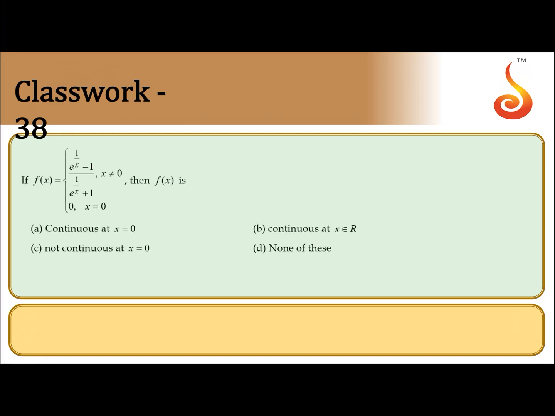Coming to the next one. e power 1 by x minus 1 by e power 1 by x plus 1, and at x equals 0, we need to find. Since 1 by x is there, at point x equals 0 we need to proceed by taking the limit values, LHL and RHL. We know e power 1 by x minus 1 by e power 1 by x plus 1.